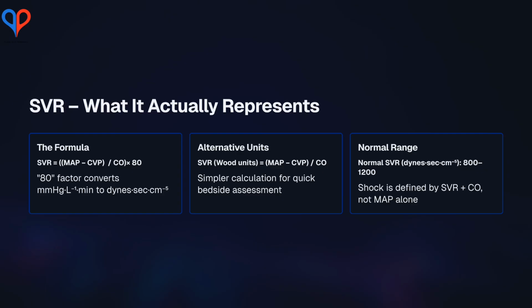SVR equals MAP minus CVP divided by cardiac output, with normal values around 10 to 15 Wood units. Multiplying by 80 translates those units to the familiar 800 to 1200 dynes per second per centimeter to the -5th power range. This formula highlights that SVR is fundamentally about tone and flow together. Shock is defined by how SVR and cardiac output relate, not by MAP alone.